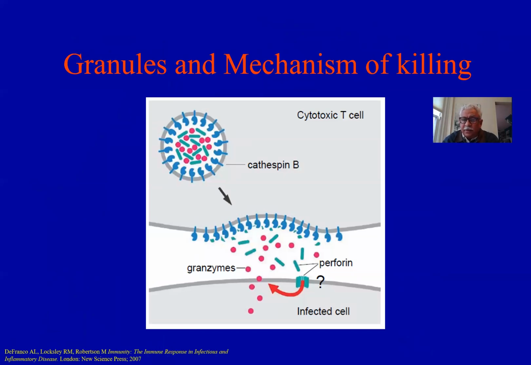CD8 T cell killing occurs through specific mechanisms such as granzymes and perforins, where CD8 cells secrete these proteins and can kill infected cells.